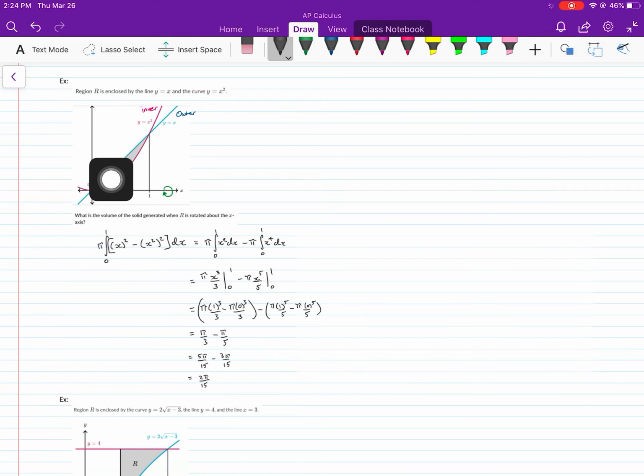That would be the volume of the figure if you were to take this region R and revolve it around.